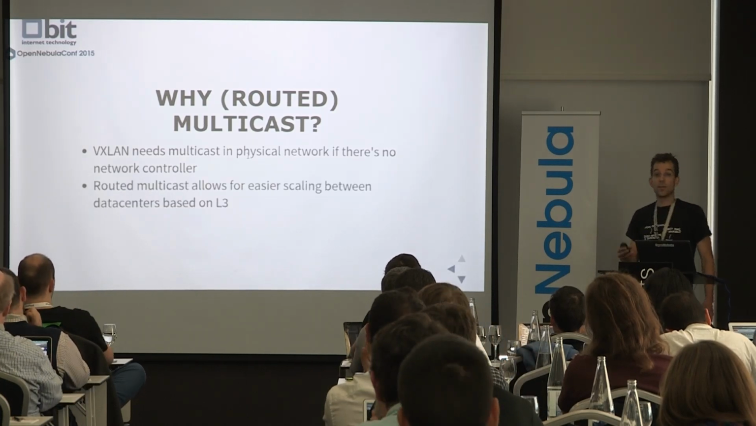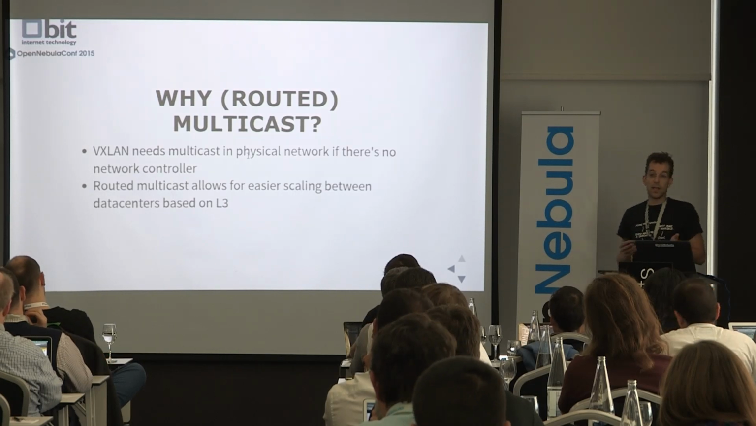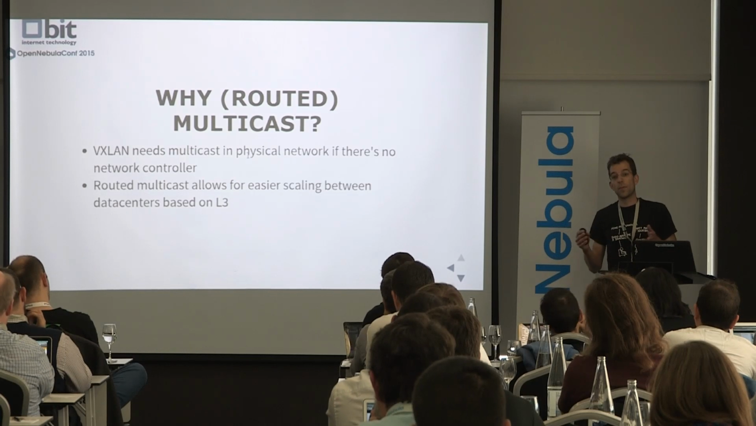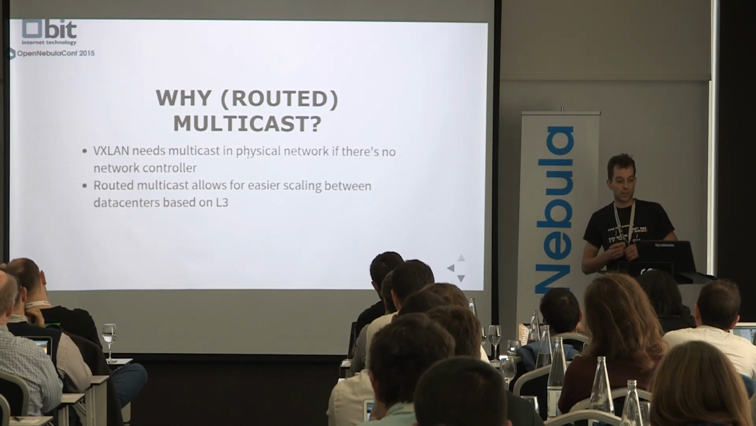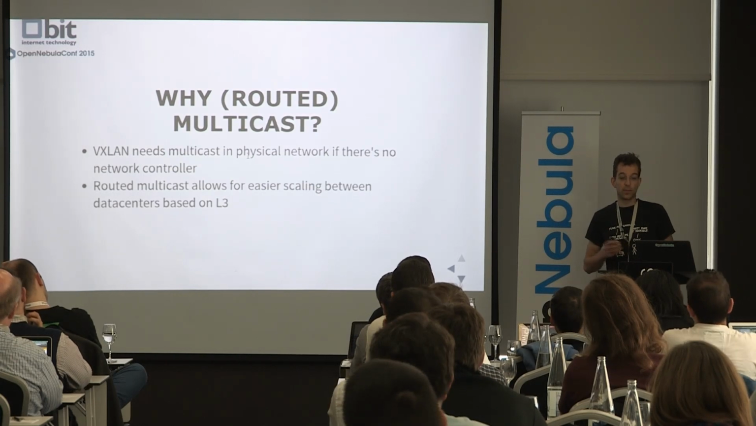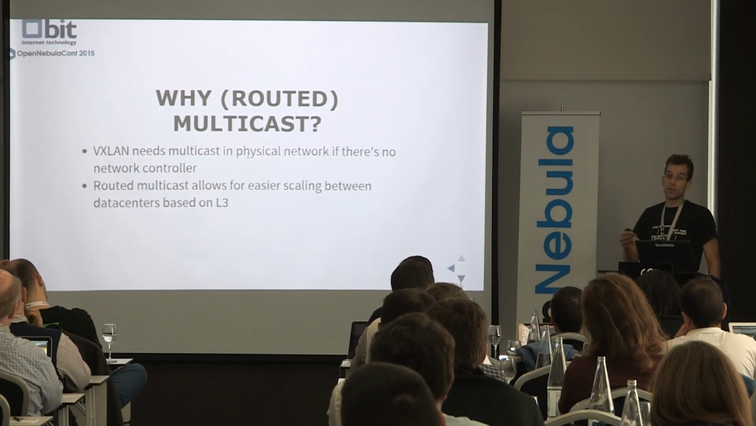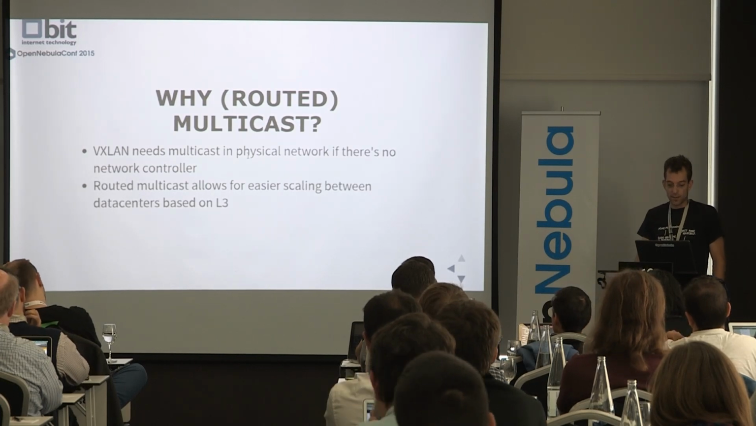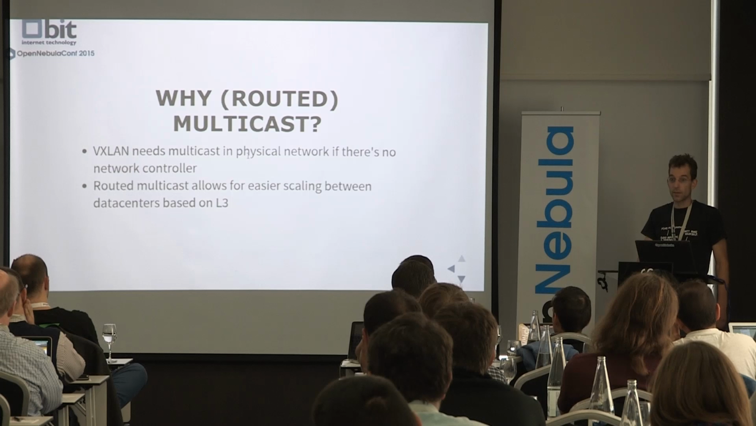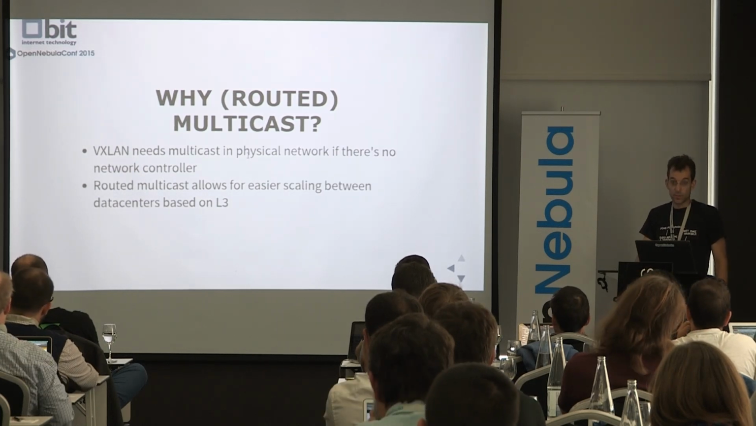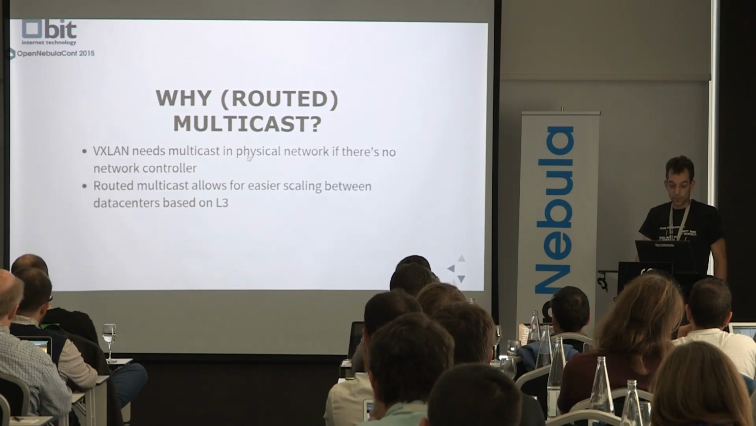So why would you want to route multicast? Well, it's again to avoid layer 2, to have a flat layer 2 network, to have your host participate in multicast routing. If you use routed multicast, you can just route it through your data center and between data centers, and that makes more sense. It's easier to scale and use all kinds of layer 3 redundancy, which is most of the time in place already.